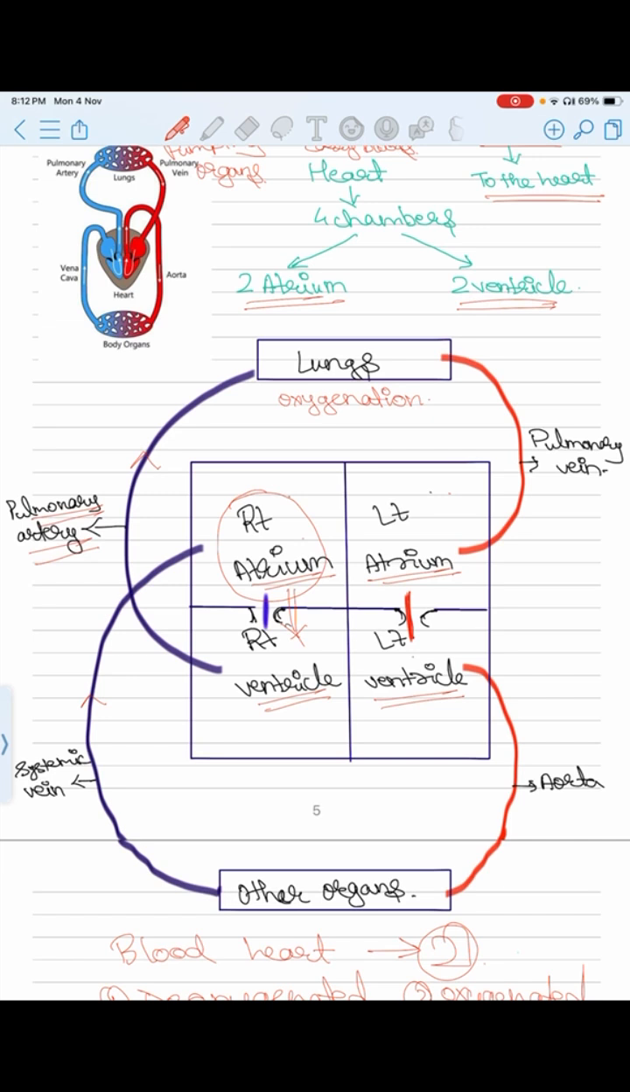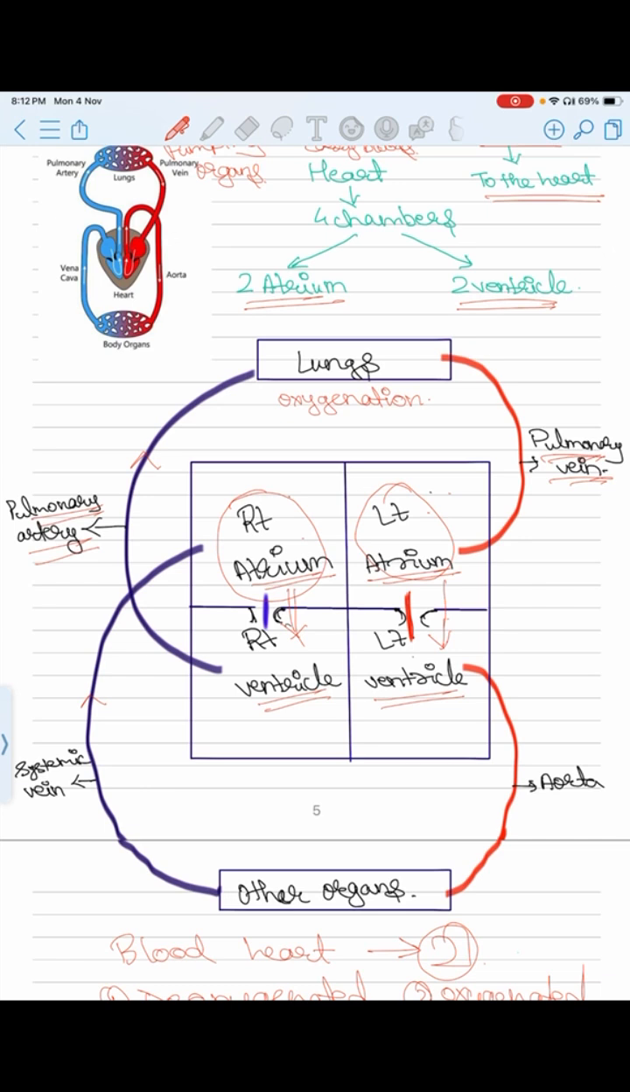Now, from the lungs, the oxygenated blood is carried through the pulmonary veins to the left atrium, the left side of the heart. From the left atrium, the blood will flow to the left ventricle, and the left ventricle is the last chamber. This chamber will pump the oxygenated blood to all the other organs of the body.